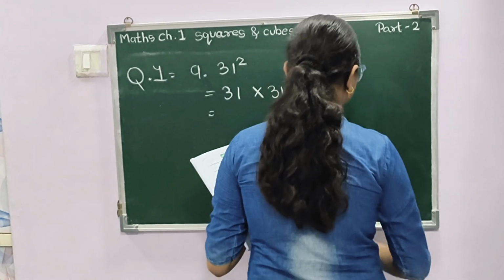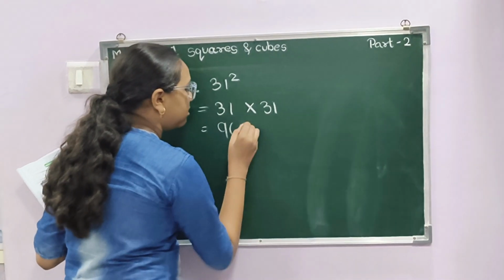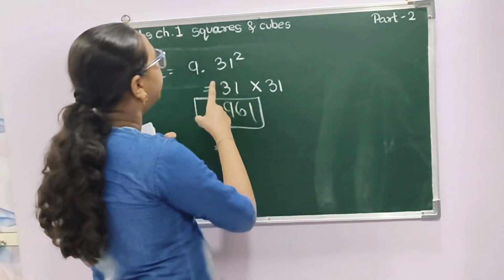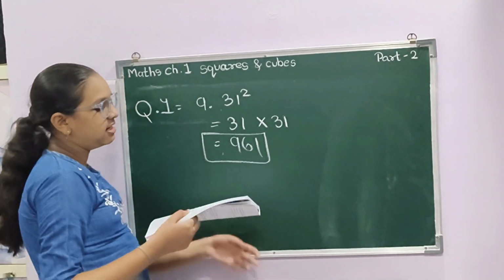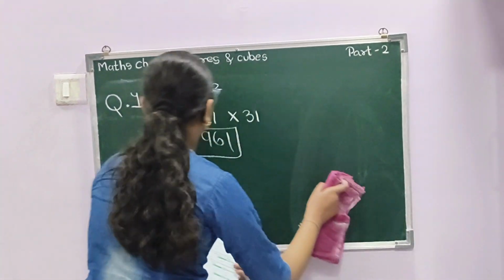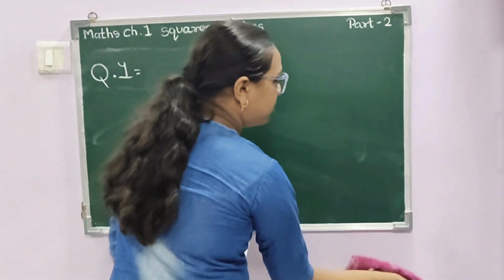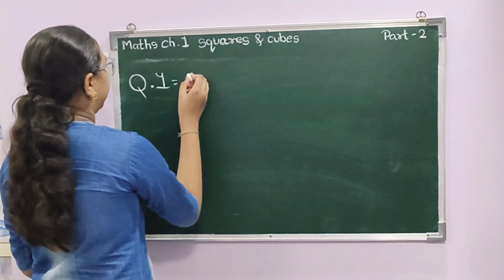So the answer came by multiplying this, it is 961. Okay, so the square of this 31 is 961. Now next question. Now you will tell teacher it is a negative number, how to solve that.